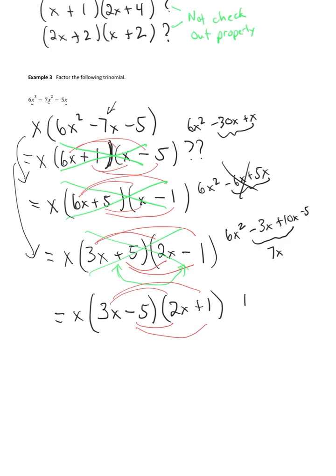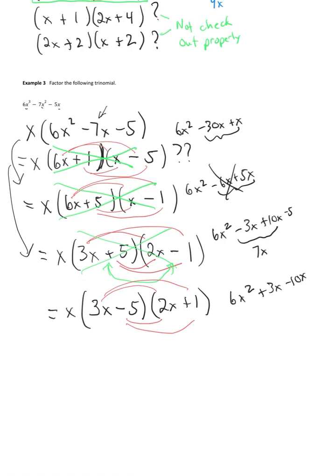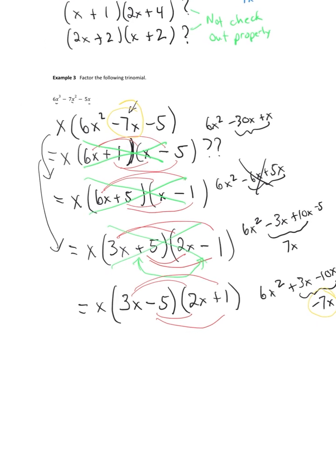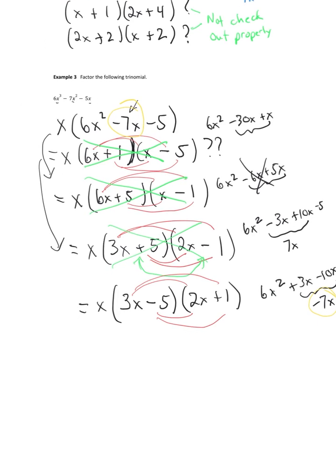3x times 2x, that's 6x squared. We know that part. 3x times 1 would be plus 3x. Negative 5 times 2x would be minus 10x. And then negative 5 times 1 would be minus 5. And look at that. Finally, we got our minus 7x that we were needing from the beginning. All right, the minus 7x, highlighting that up in yellow, way back where we started. So it looks like we did finally get our answer. Just to make this clear, this one worked.